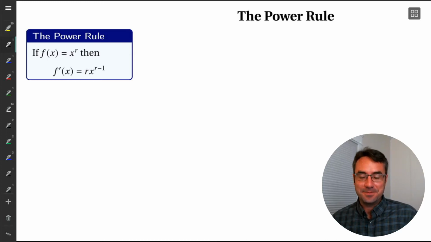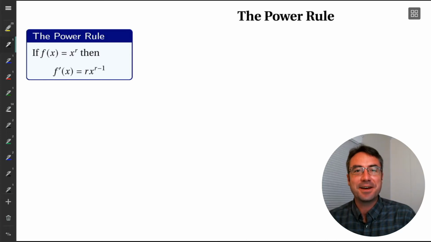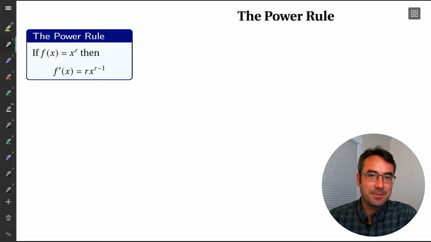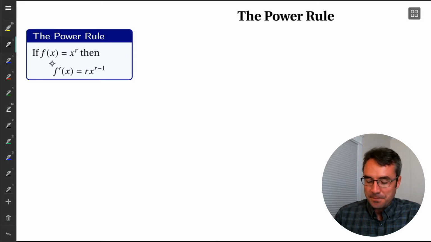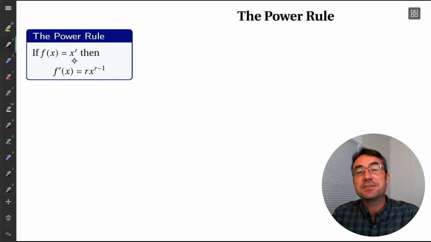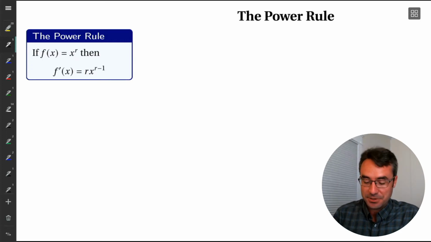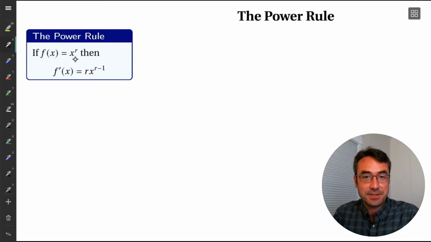All right, here we go. Our first taste of the nice derivative rules that we're going to be looking at. So, the power rule. This tells us how to differentiate a power function. So if we have a function x raised to the power r, then the derivative is r times x raised to the r minus 1.